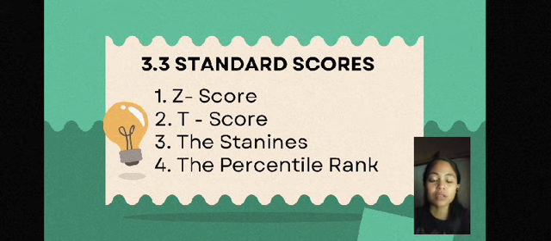Next is the stanines. These are simple types of normalized standard scores that illustrate the process of normalization. They are single-digit scores ranging from 1 to 9. Last would be the percentile rank. It indicates students' relative position in a group in terms of the percentage of students scoring lower.